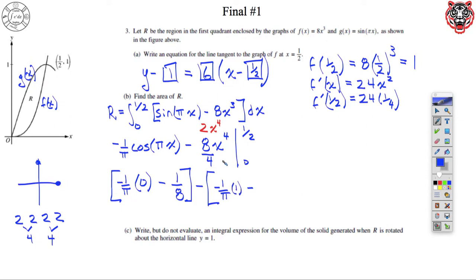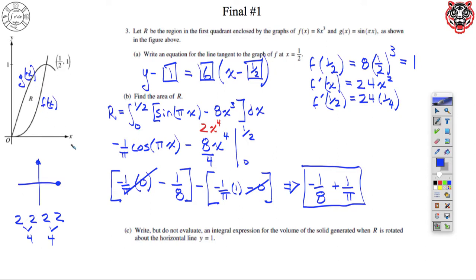And then I'm going to subtract what happens when I plug in 0 there. I just get 0. All right, this simplifies. That was all 0, so don't worry about it. I have a negative 1/8, and I have a negative, so it's a positive 1 over pi, so plus 1 over pi. And there is our final area between g of x and f of x, that area of R.